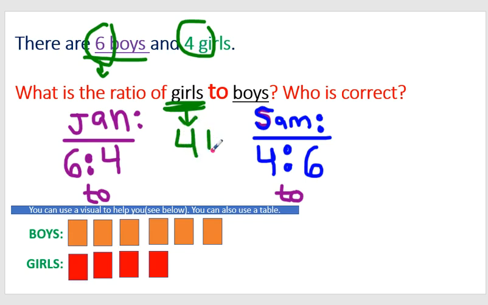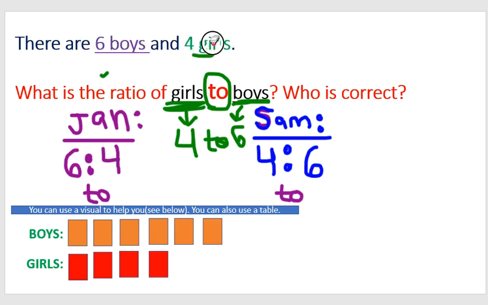And then it says the word "to." So since girls is before the word "to," then we write the girls before the word "to" first. Then it says boys. And the number of boys is after the word "to," so it comes second. And boys is 6. So the answer is 4 to 6. And let me get an eraser so you can see the problem.